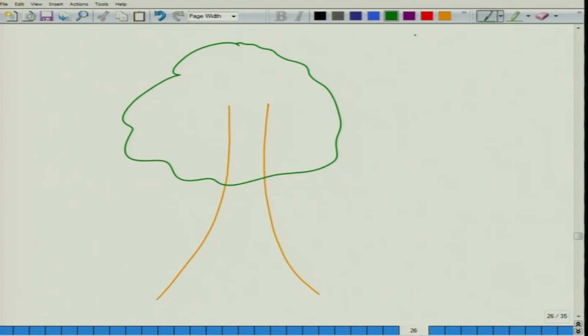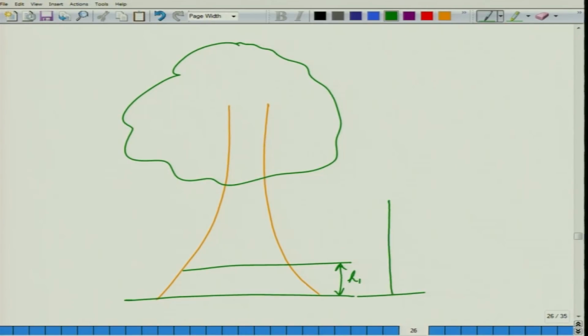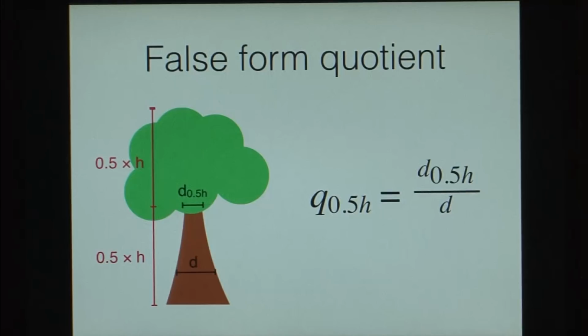Now, suppose we took two references and we said that we are going to measure the diameter at this height h1 and we are going to measure the diameter at this height h2. So, here we have d1 and here we have d2. Now, if we chose these as references and if we defined that d2 upon d1 is a ratio, we can define this ratio as the form quotient. Now, as in the case of a form factor, here too the choice of the reference points gives us different form quotients. So, the first one is called the false form quotient.